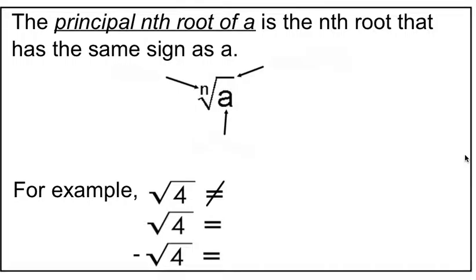Our next topic is about roots. So we want to start out with just a basic definition. The principal nth root is the root that has the same sign as a. So we'll get back to that in just a minute, but some basic vocabulary.